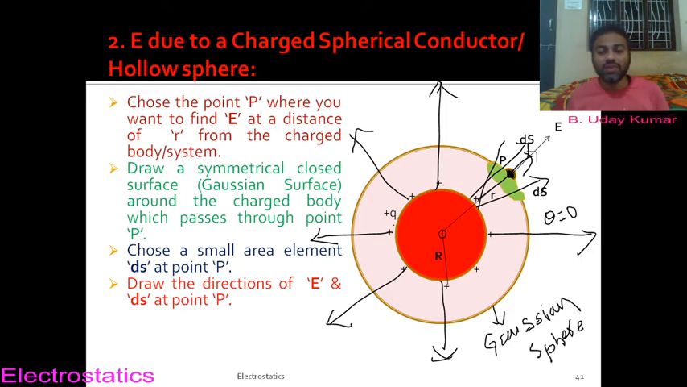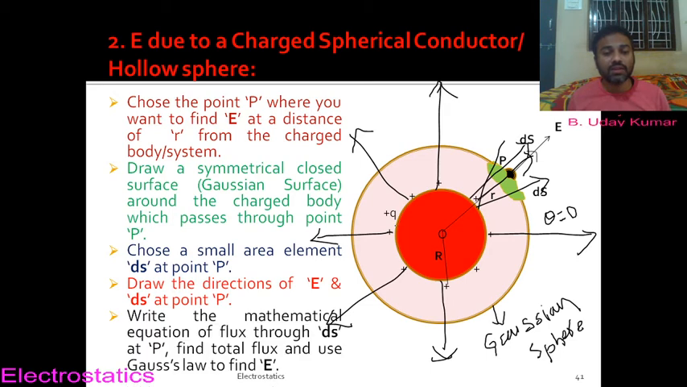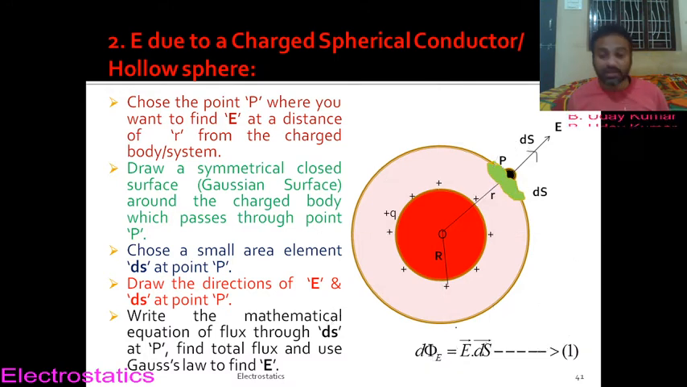Now what do you have to do to apply Gauss law? First of all, we have to write the number of lines of force passing through dS, which is taken as E dot dS. We have already done it. So write the mathematical equation of the flux passing through dS at point P. What is that formula? This is the formula we are writing. Please check it out. This is the flux passing through dS, which is written as d phi E, equal to E dot dS.